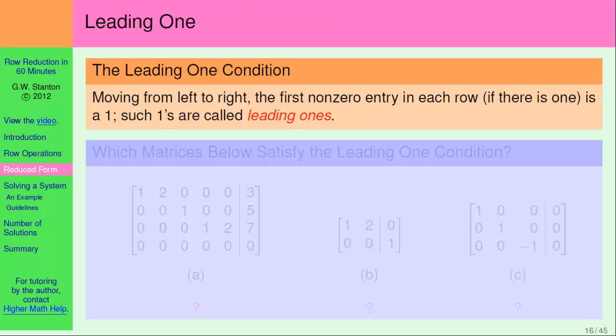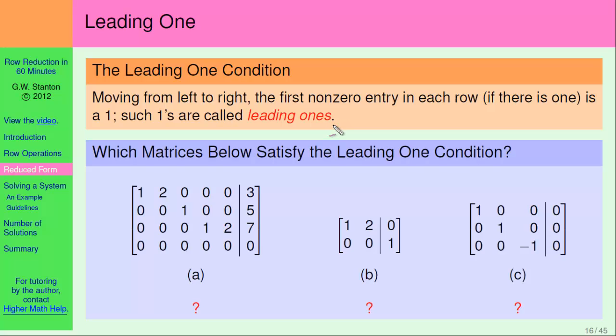The first condition we are going to call the leading one condition. It says that moving from left to right, which there's nothing special about, that's just the direction in which we read text, for example, the first entry in each row that is not 0, so in other words that's non-zero, is a 1. And these entries are called leading ones. Let's see how this looks in an example.